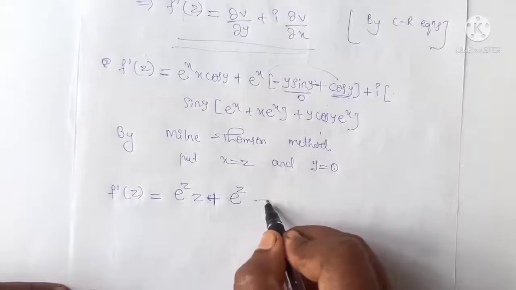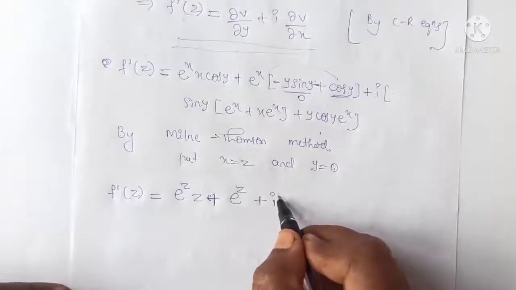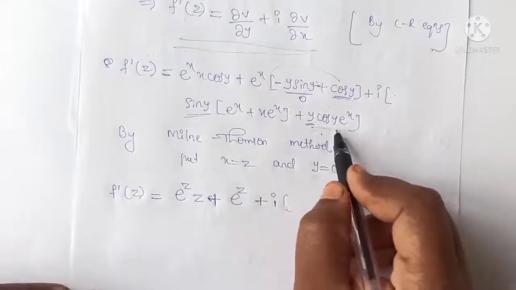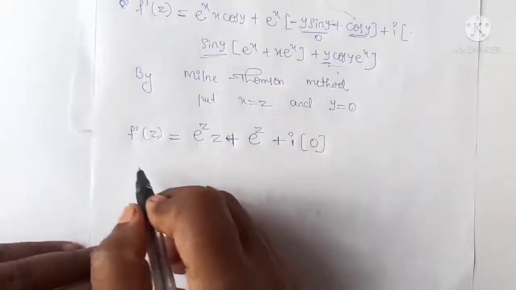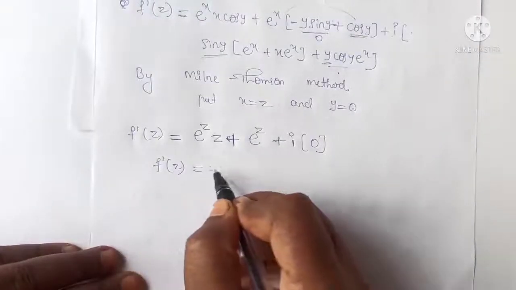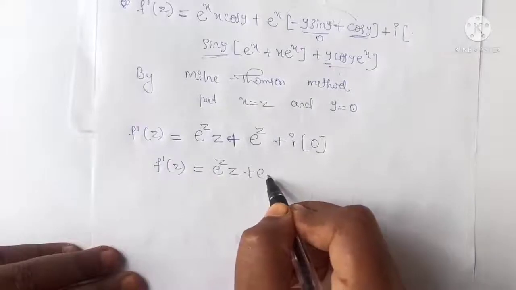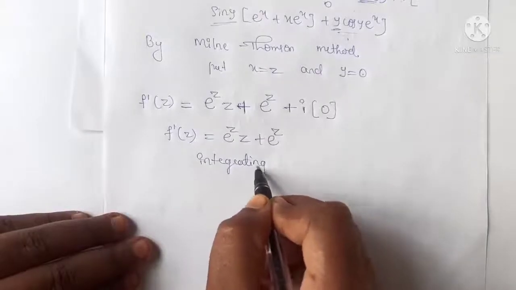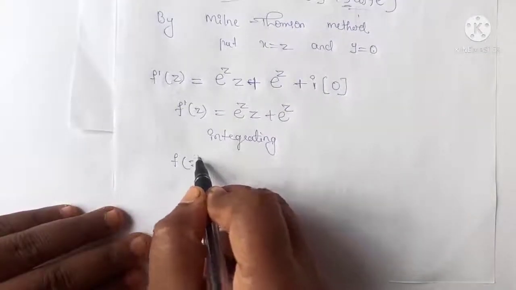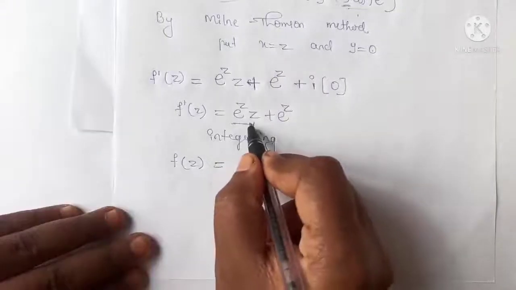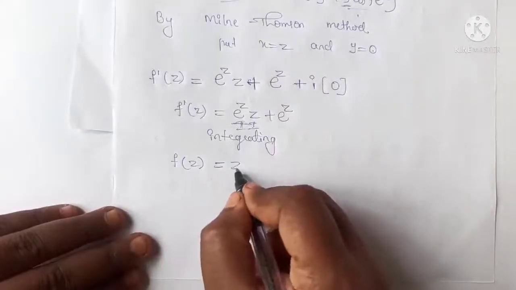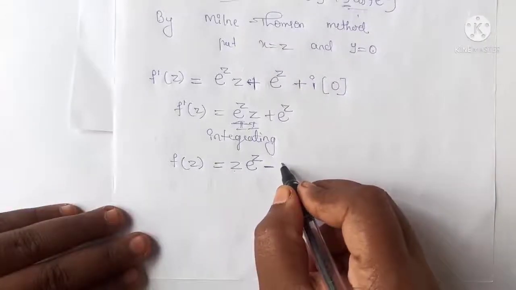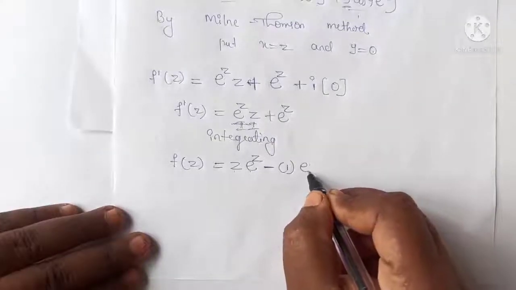Okay, plus now, here i sin y, sin 0 equals 0 and y equals 0, we get 0, so this total term becomes 0. So thus we get f'(z) equals z e^z plus e^z. Integrating, we get f(z) equals, integrating this one by using first and second function, z as it is, e^z integration e^z, minus z differentiation is 1, e^z integration is e^z.